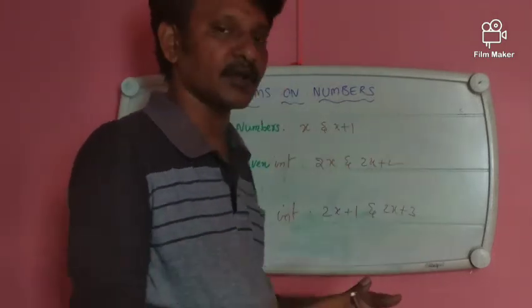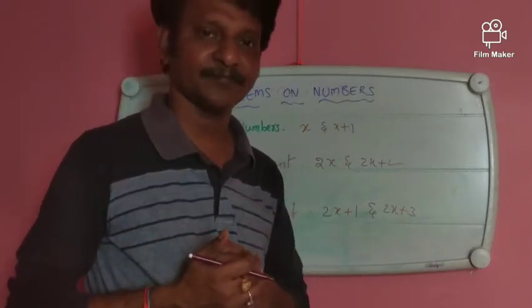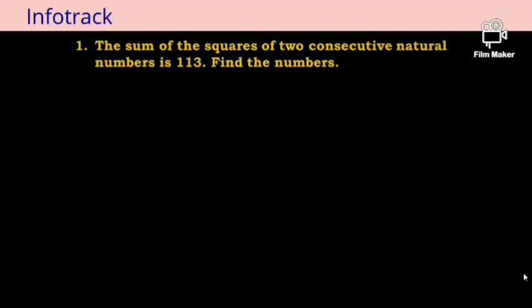Now, by using these formulas, we will see a few examples. Here we will see word problems based on numbers. Illustrative problem: The sum of the squares of two consecutive natural numbers is 113. Find the numbers. Clear, children?